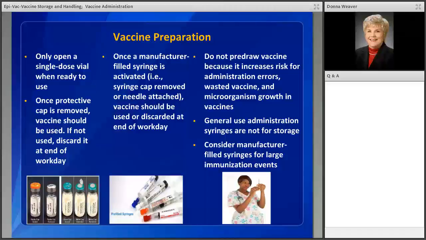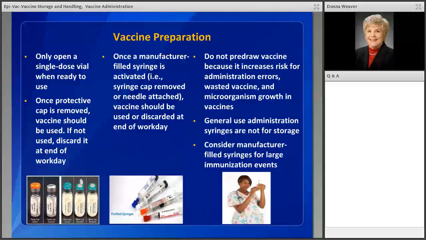When using manufacturer-filled syringes, the syringe is activated and the sterile seal is broken once the cap is removed from the needle or when a needle is added to the syringe. It should be used that day or discarded at the end of the workday because, like single-dose vials, manufacturer-filled syringes do not contain a preservative and should be used, not stored, once the sterile seal is broken.